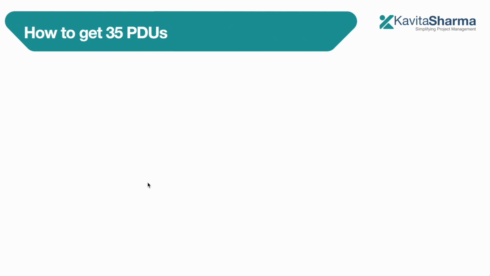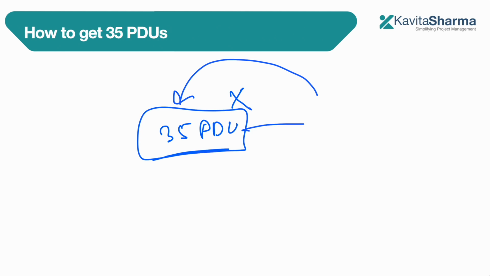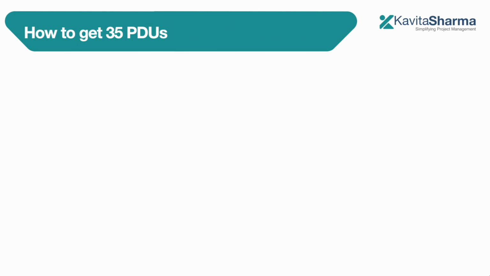So the first question is, can I get those 35 PDUs by learning? How is it different from 60 PDUs? When anybody talks about the 60 PDU cycle, you cannot use those 60 PDUs to say that you have learned officially this 35 PDUs and have become eligible for the PMP exam. The 35 PDU certificate which you need for the PMP exam is slightly different.